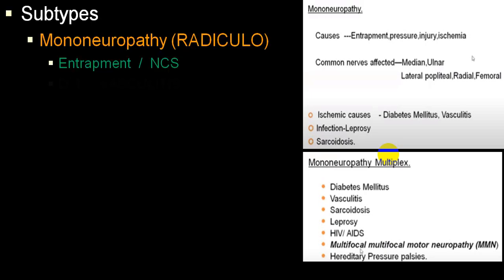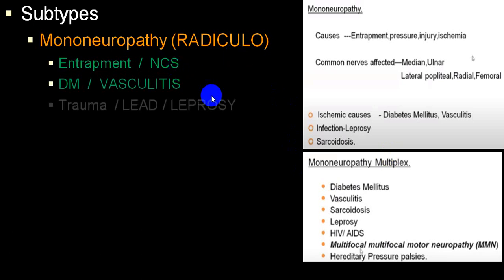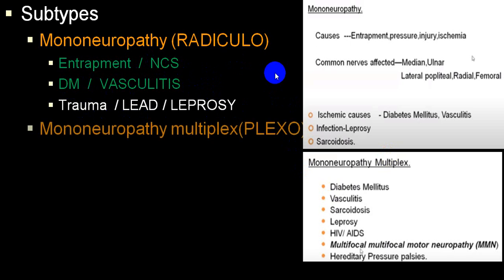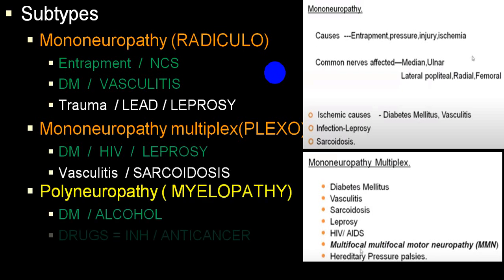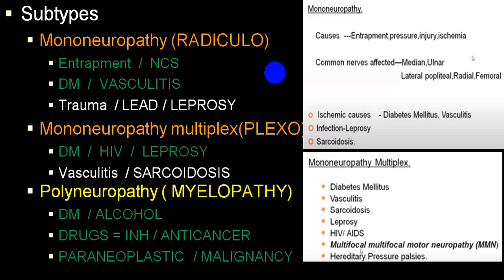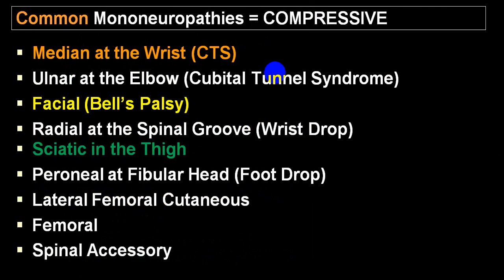Mononeuritis, different varieties. Mononeuropathy can be radiculopathy, entrapment neuropathy, or what we call nerve compression. Diabetes, vasculitis, traumatic injury, lead, leprosy, etc. come in mononeuropathy. Mononeuritis multiplex, again diabetes, HIV and leprosy are topmost on the list. And in polyneuropathy, again diabetes and alcohol come topmost on the list. So keep all this in your mind, it will help you a lot. There are many more causes. I have not included all of those.